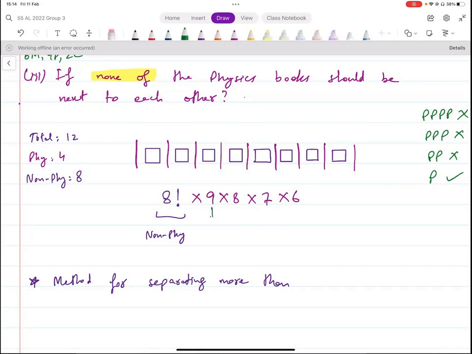So this is for the first book. This is for the first physics book. This is for the second physics book. This is for the third physics book. ये उसके places सर रह जाएंगे. And this for the fourth physics book.